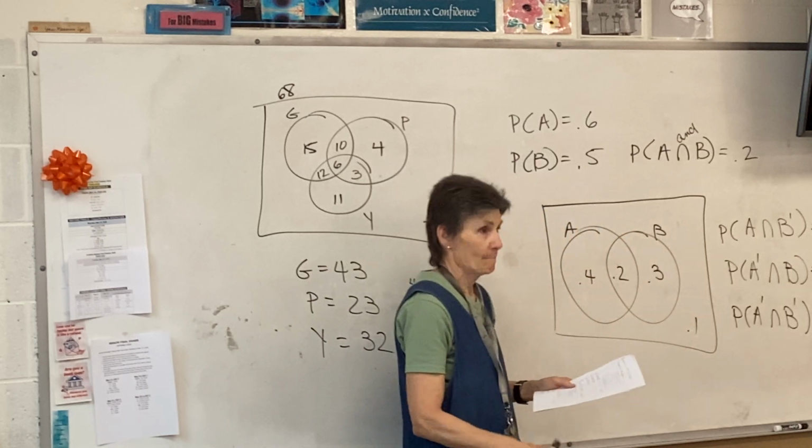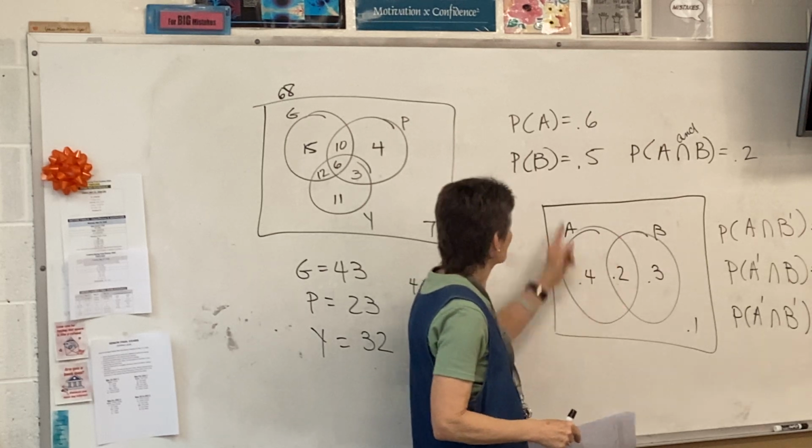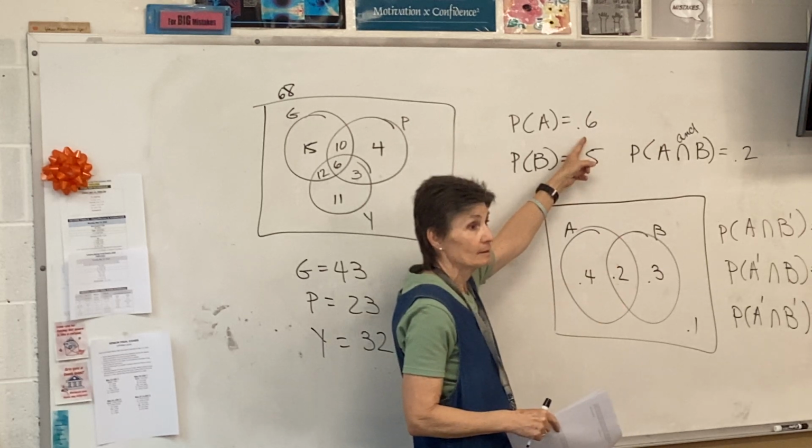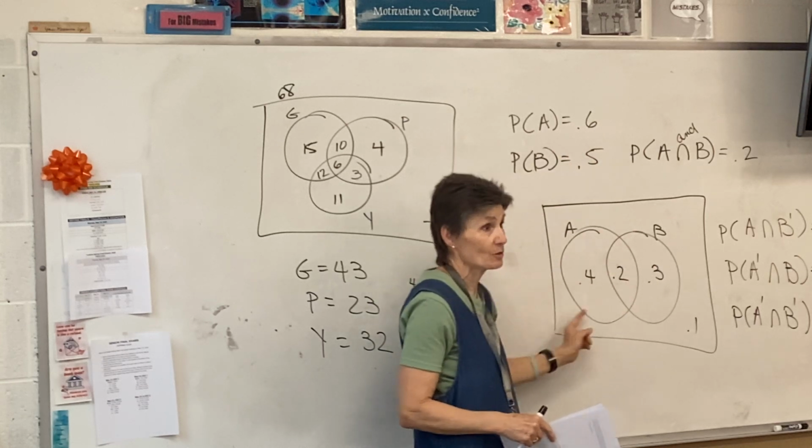Can you explain to me how you got the 0.4 and 0.3 again? The whole apple circle is 0.6. I would take the 0.2. As soon as we put 0.2 right there, that's inside the apple circle, right?